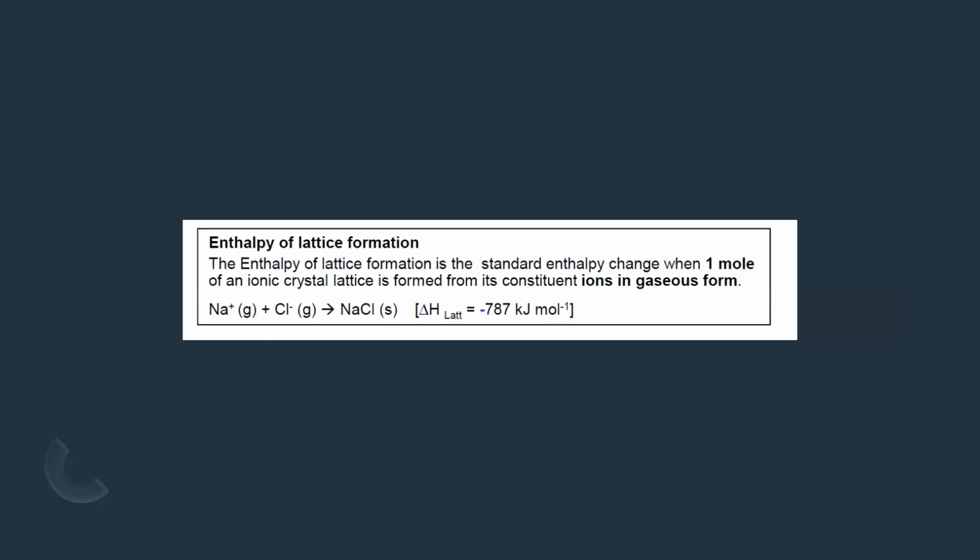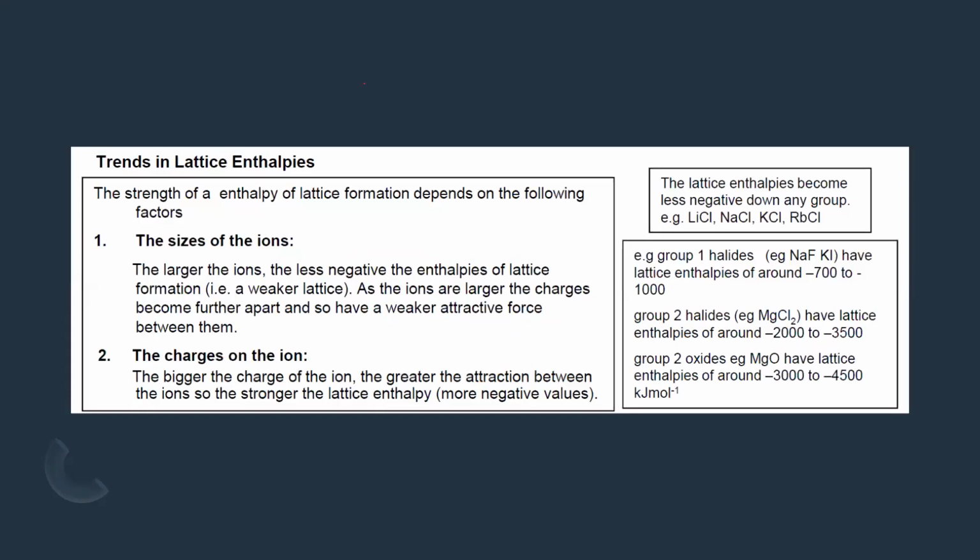Then the enthalpy of lattice formation: when ions in the gaseous state form the compound, we call that the lattice energy. So you have to learn and memorize these definitions related to the ionic lattice. And what is the trend in enthalpy of lattice? It depends on the size of the ions. The size of the ion should be as small as possible, and the charge on the ion should be as large as possible. For example, when we compare the lattice energy of sodium chloride with magnesium chloride.